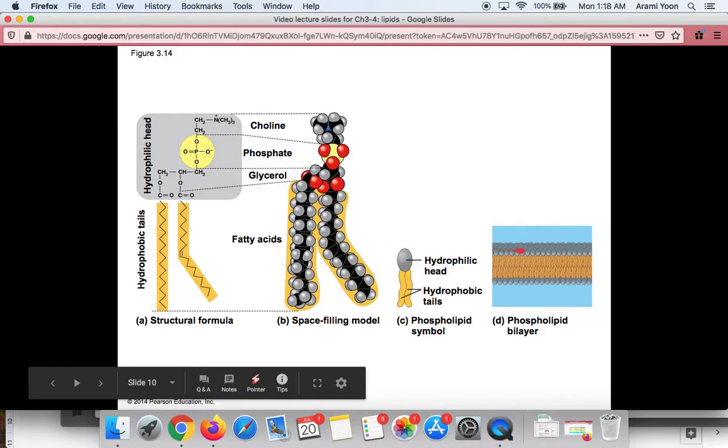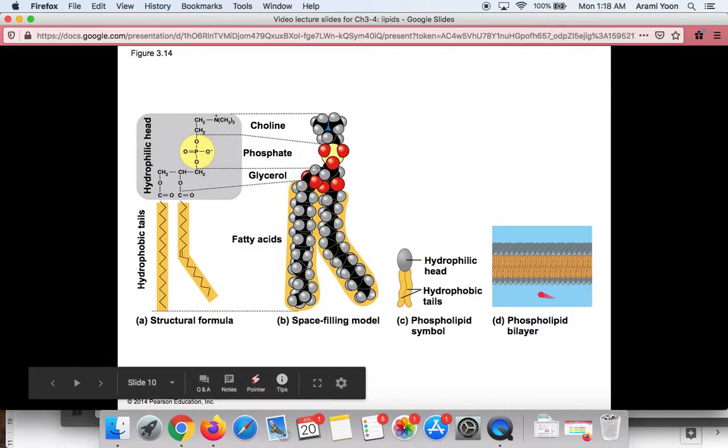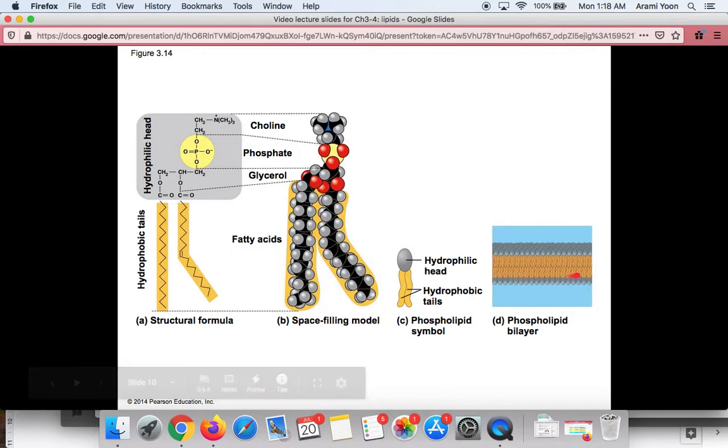And as you must remember from 9th grade, phospholipids form a double layer in water. So there's water outside, there's water inside, and the fatty acid tails, because they're hydrophobic, get sandwiched in the middle.